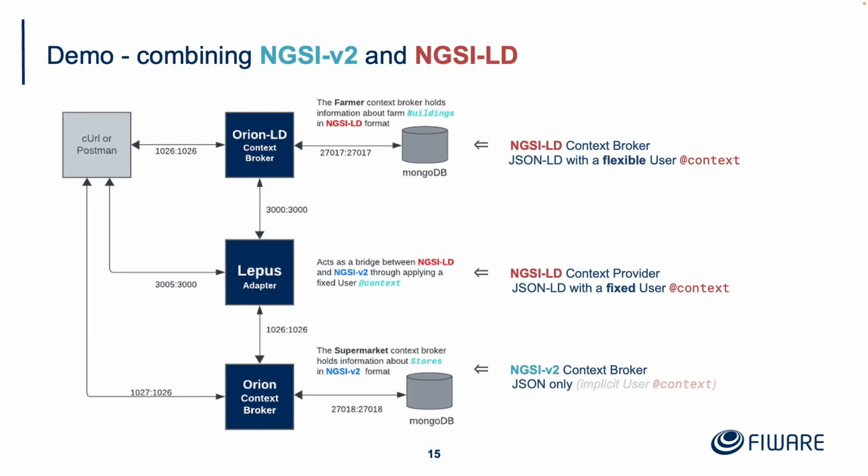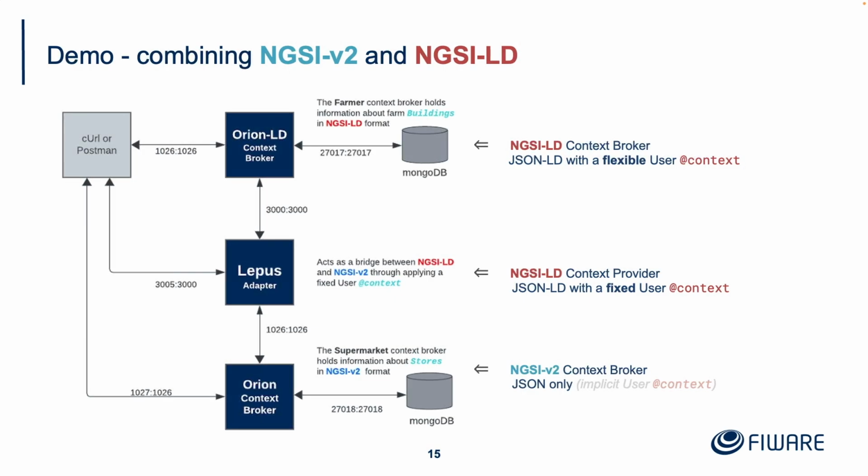So I'm now going to show a little demo of how to combine the two systems together. You can see that I'm actually going to have an Orion context broker at the bottom of the system, which is JSON only, which has got my supermarket stores in it. I will then have an adapter in front of my context broker, which will then offer the data as LD, and I can then connect it to another context broker such as Orion-LD or Scorpio or Stellio.